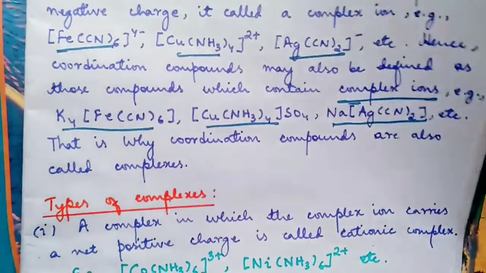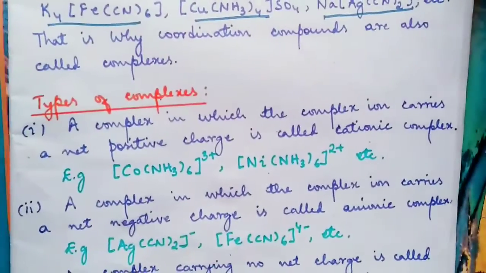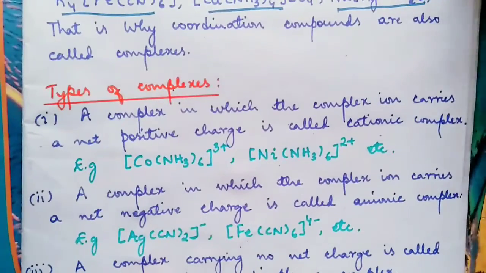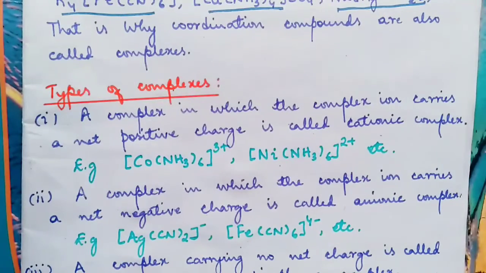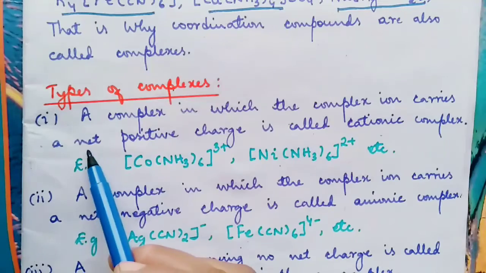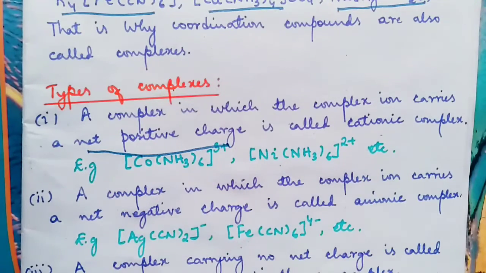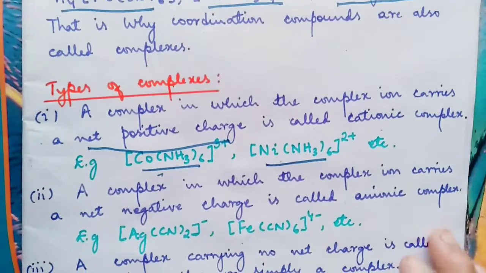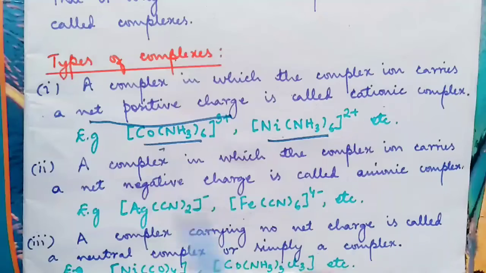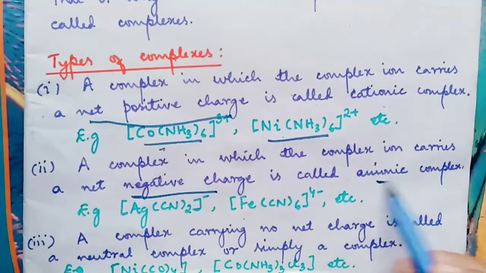Depending upon whether the complexes are negative, positive, or neutral, there are three types. The first one is the cationic complex. Those complexes in which the complex ion carries a net positive charge are known as cationic complexes. For example, we have these two. And those in which the complex ion carries a net negative charge are called anionic complexes.